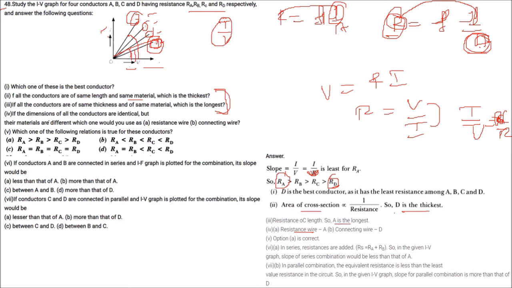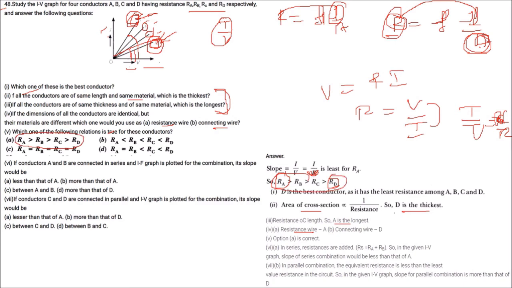If the dimensions of all the conductors are identical but their materials are different, which one would you use as a resistance wire and conducting wire? The resistance wire will be A, because it provides the highest resistance, and the connecting wire will be D because it offers the lowest resistance. Now which one of the following relations is true for these conductors? We have already seen this. So option A is correct, right?